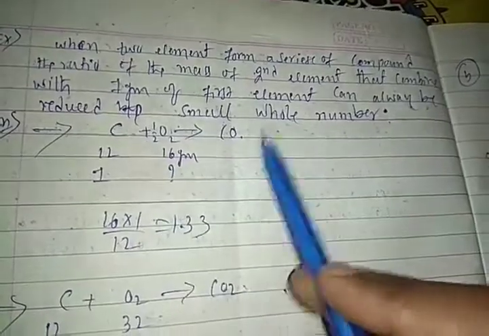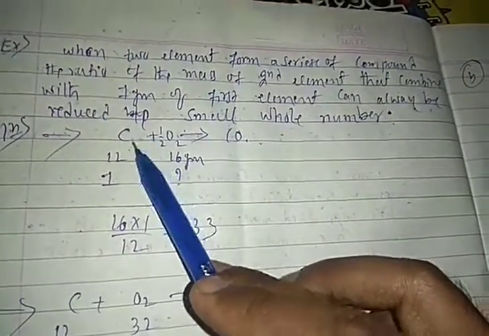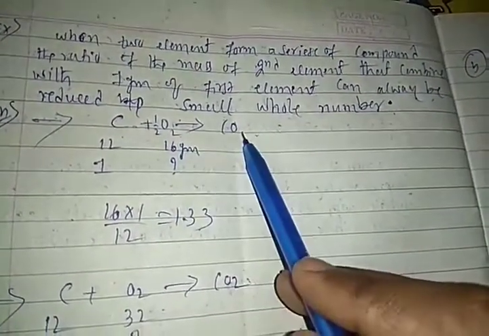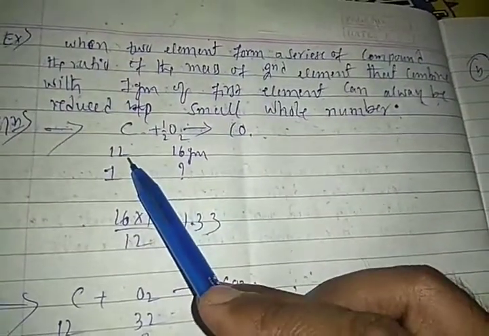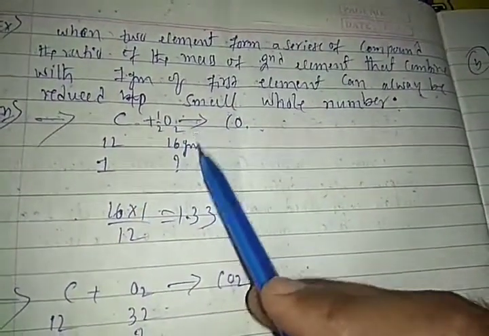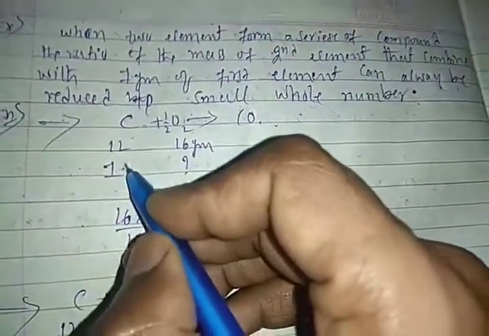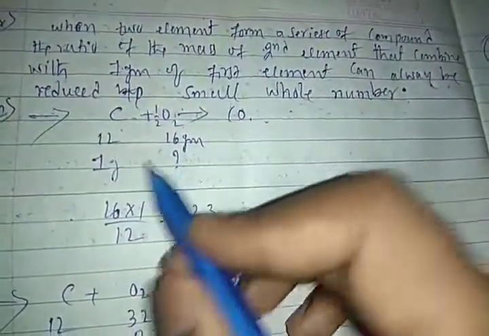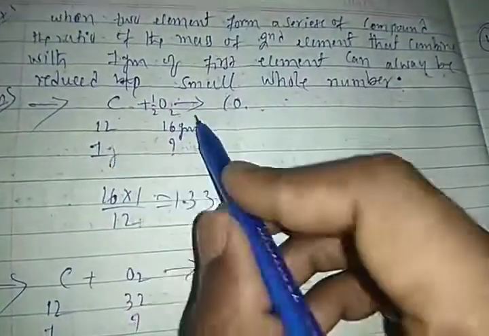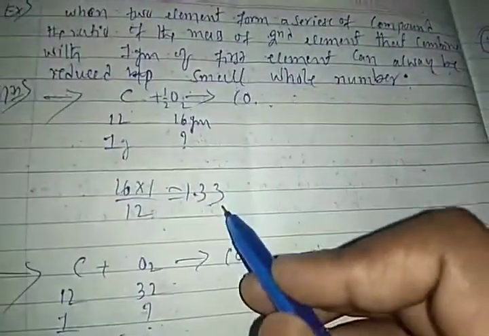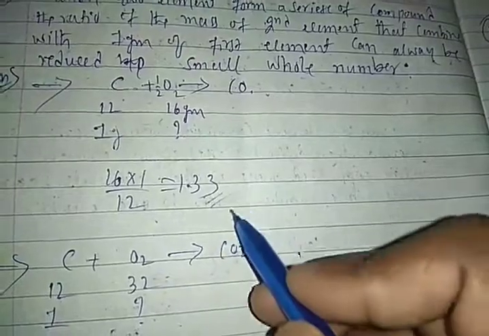The first compound is carbon monoxide. The first element is carbon, which reacts with oxygen to form carbon monoxide. 12 gram of carbon reacts with 16 gram of oxygen. Then 1 gram of carbon reacts with how many gram of oxygen? When you multiply 16 into 1 divided by 12, 1 gram of carbon reacts with 1.33 gram of oxygen.